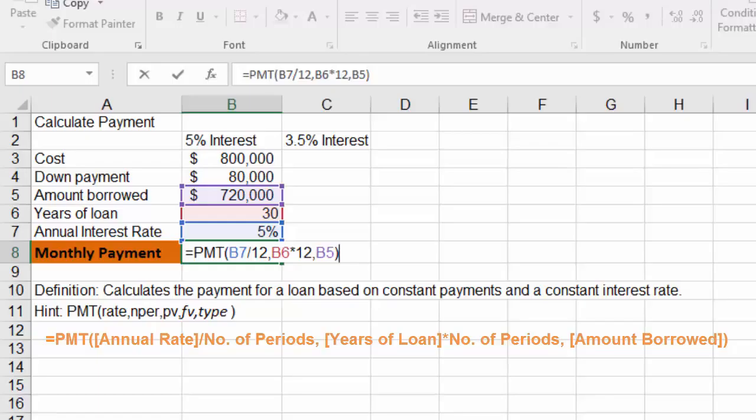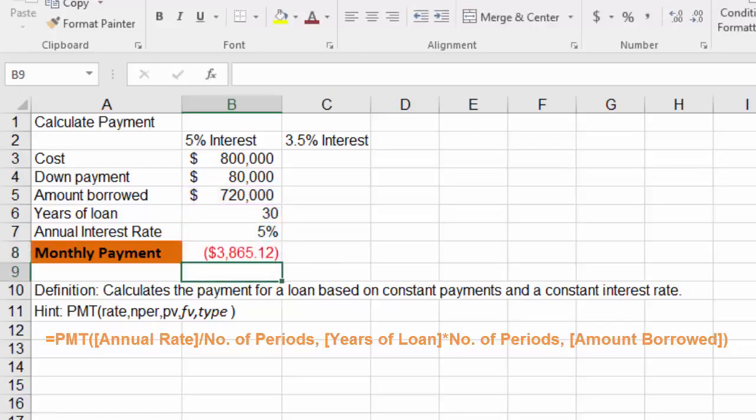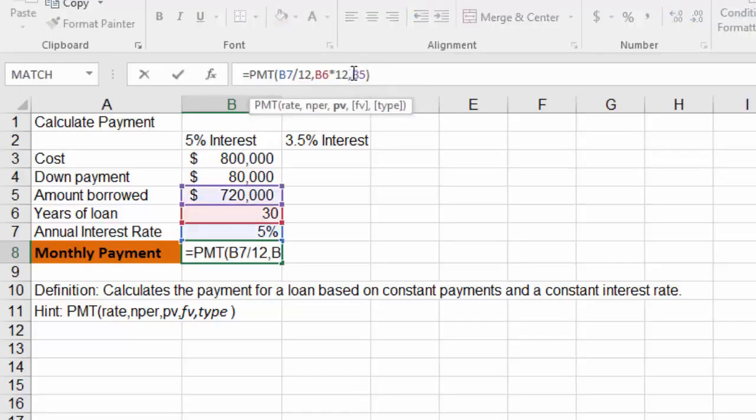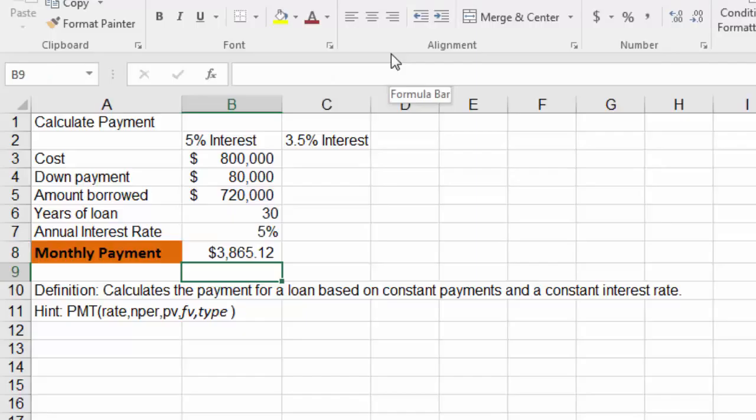I hit enter, and the cash flow is negative, so the payment function gives us a negative number of $3,865.12 per month. If for any reason you want to see your cash flow as positive, you can come up to your formula bar and make the present value of the loan a negative reference. So now we have $3,865.12 and a positive number.